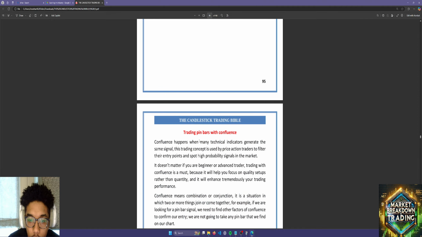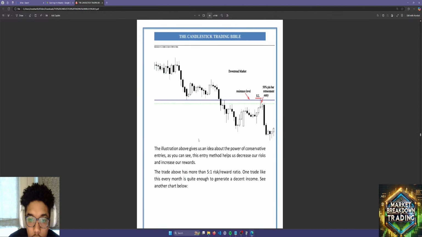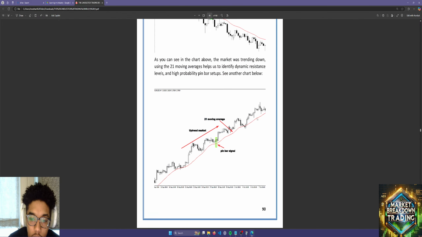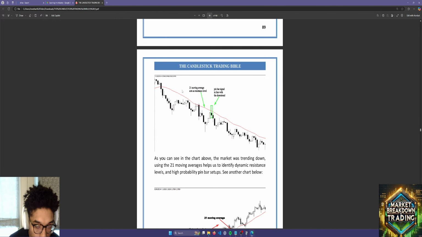So let me just see if I can find, okay, let's see if we can find an example of that. Right, so this is an uptrend. The red line is the moving average. So you can see every time it taps, price action moves up, so it's considered a support, and vice versa during a downtrend. Every time price action taps, it goes down, so this acts as a resistance level.